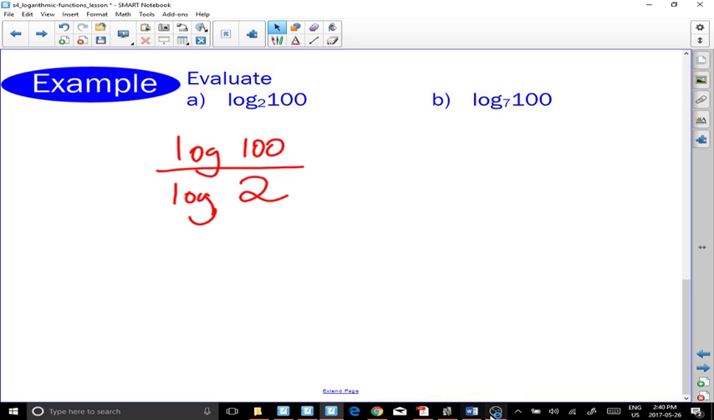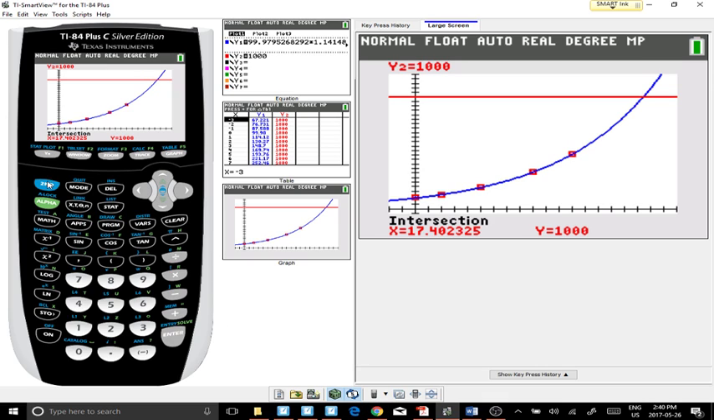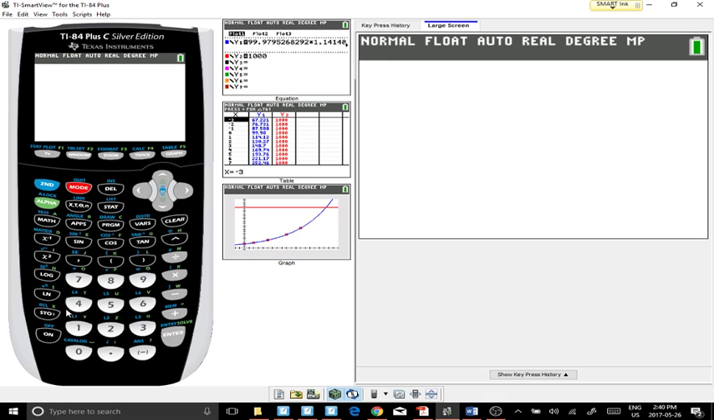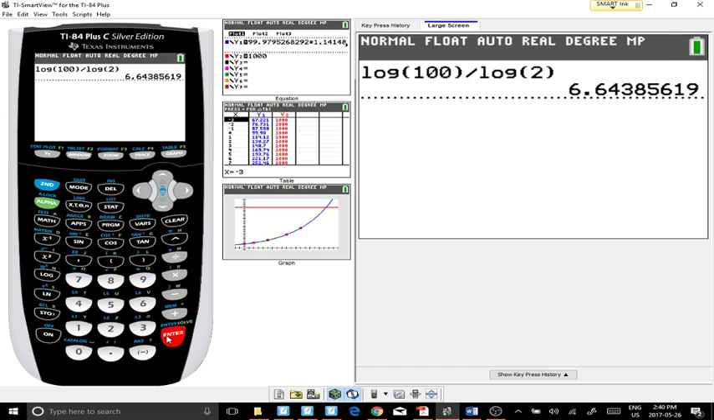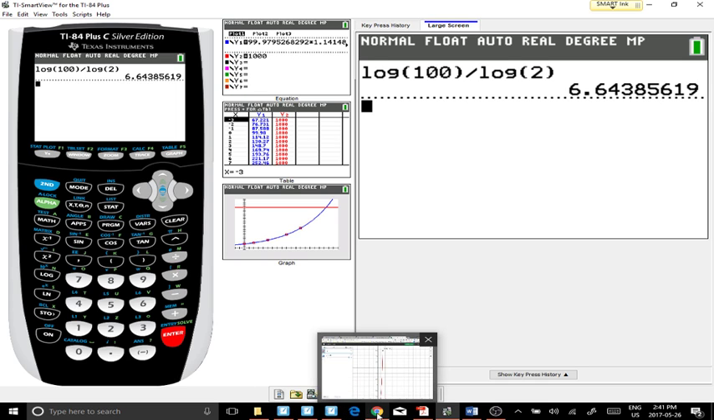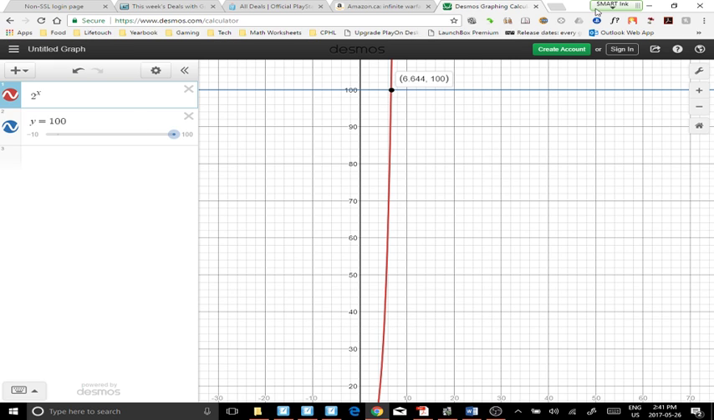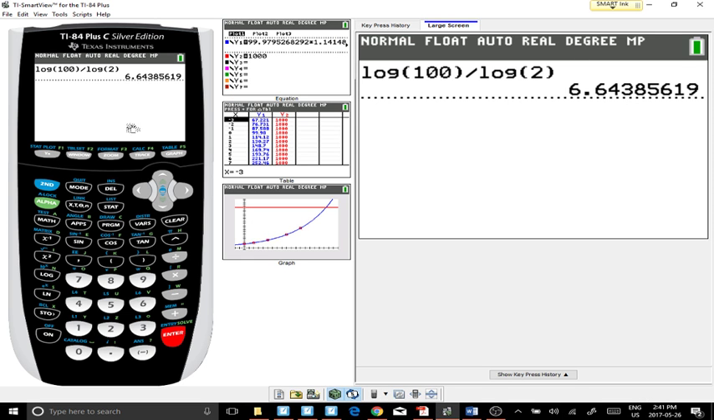So on the graphing calculator, we would just go to the home screen and type in log of 100. Now it does start with a left bracket, so you have to close with a right bracket, then hit divide, and then log of 2, and then right bracket, and hit enter. You get 6.64, just like we got before. 6.644, which is exactly what we got with Desmos. So that's how we do it. Divide the log of 100 by the log of 2.